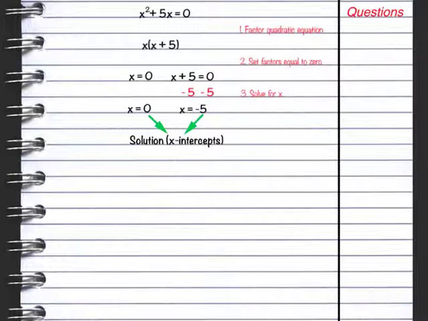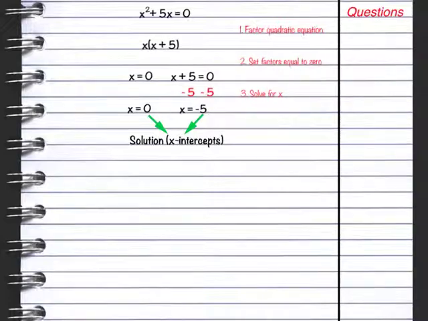I'm going to set both factors equal to 0, x and x plus 5. And then once I set them equal, I can go ahead and solve for x. Now my first term is already solved. It's x equals 0. So all I need to worry about is my second term. X plus 5 equals 0. I'm going to subtract 5 from both sides, and I get x equals negative 5. So my solution, or my x-intercepts, are x equals 0 and x equals negative 5.